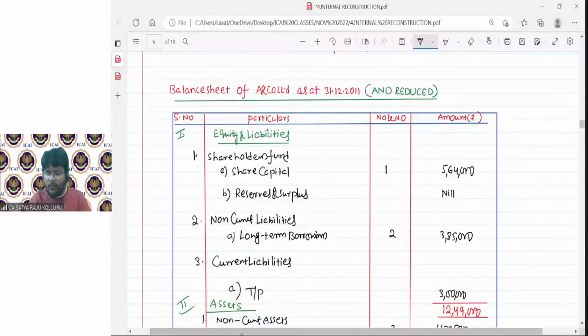Please, all of you make it possible to complete the balance sheet from your end. Try it. Then I will once again repeat the entire balance sheet. Then you can cross verify how far you handled it. Otherwise, if you have any mismatch, it will be clarified in the next class.